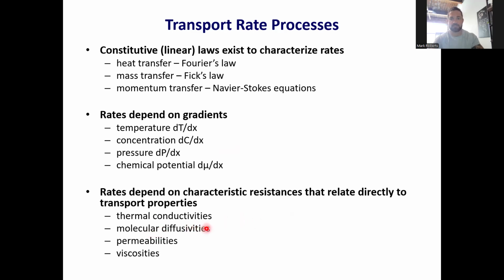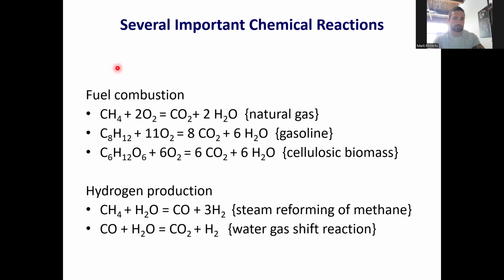The molecular diffusivities, again, how fast things can diffuse from one place to another. Same with permeabilities, and then viscosity is going to determine momentum transfer, as it's necessary to be used to treat the Navier-Stokes equations. So just a few important chemical reactions, and we're gonna come back to these things a little bit later.